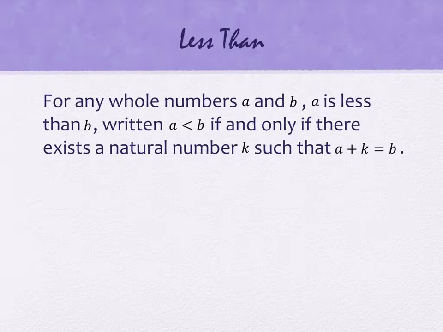All right, less than. For any whole numbers a and b, we would say that a is less than b, written a, we've got that less than symbol, b, if and only if there exists a natural number k such that a plus k equals b.